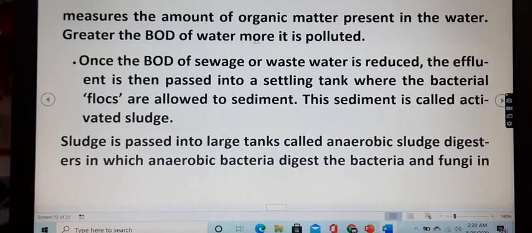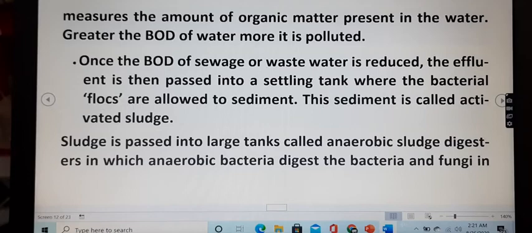Then greater the BOD of water, more it is polluted. Means biological oxygen demand, if it is more, the water is more polluted. So if the microbes are present there, they will be using up these substances, that is the organic substances, and they will decrease the BOD of water. Once the BOD of sewage water is reduced, the effluent is then passed into a second settling tank, which we have seen in the picture, where the bacterial flocks are allowed to sediment.